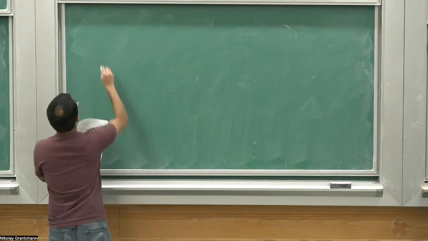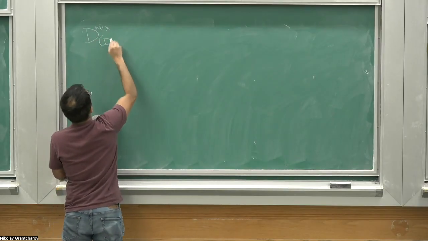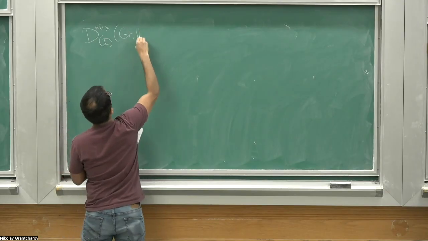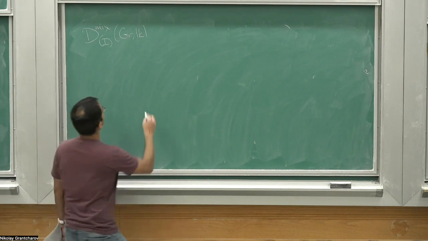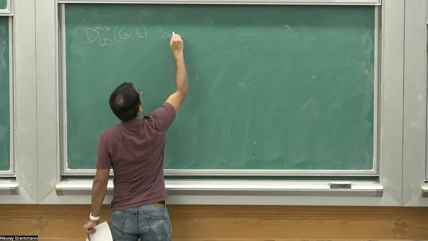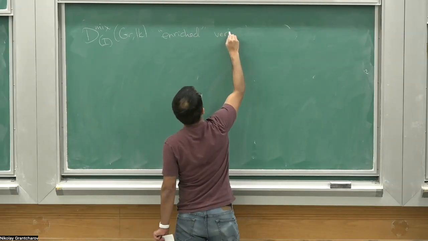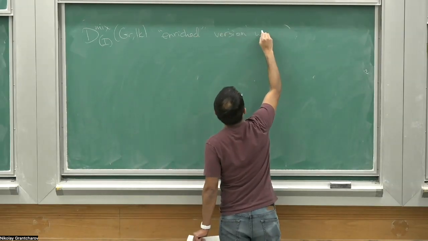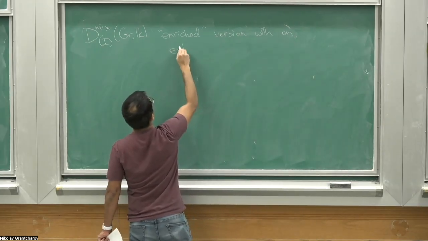Okay, and then D^mix(I\K). This is some kind of enriched version with an extra internal grading.